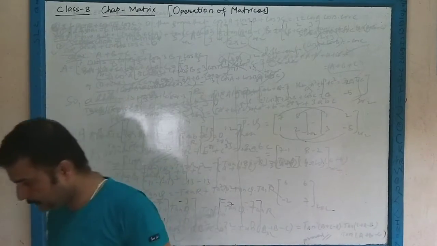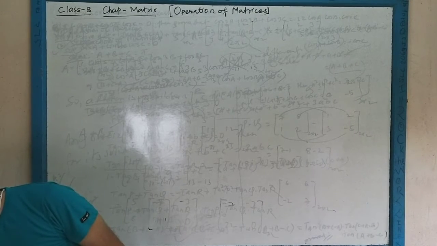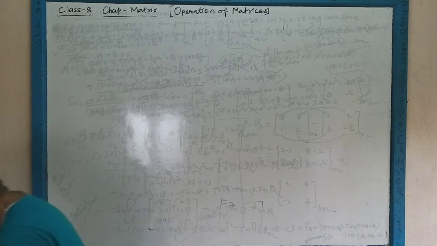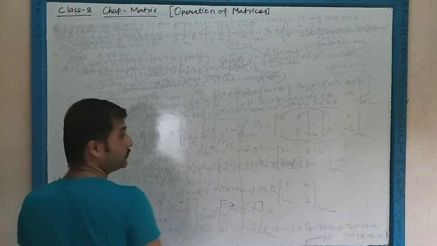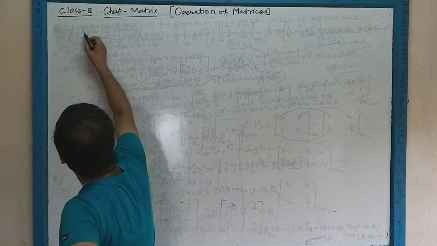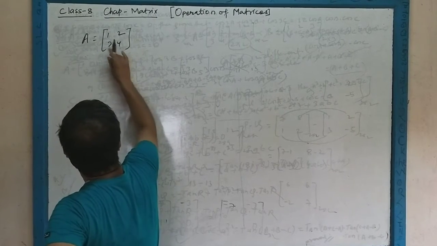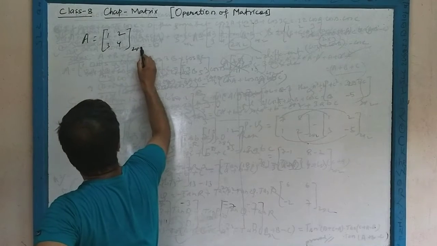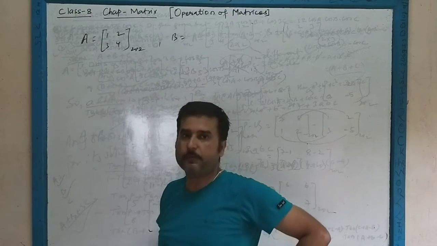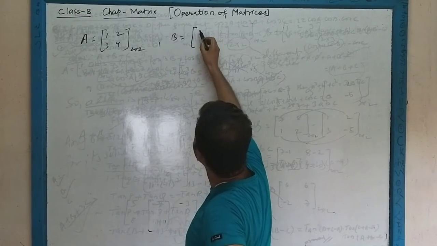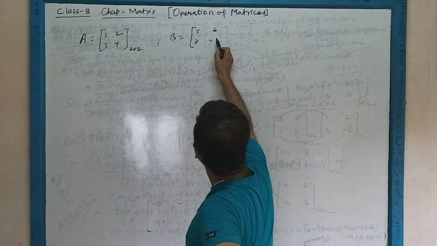Okay, now next. Let's take an example. This is the commutative property. So here matrix A, if I take 1, 2, 3, 4, its order is 2 by 2, and B, if I take 5, 6, 7, minus 8.